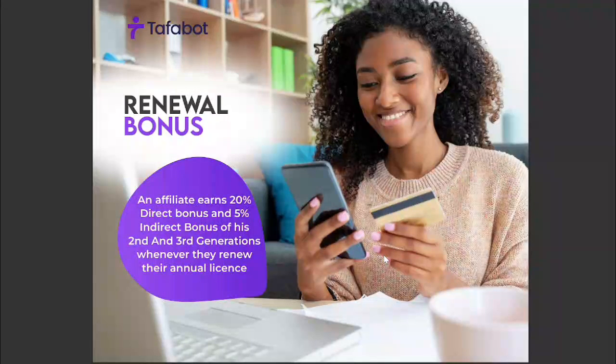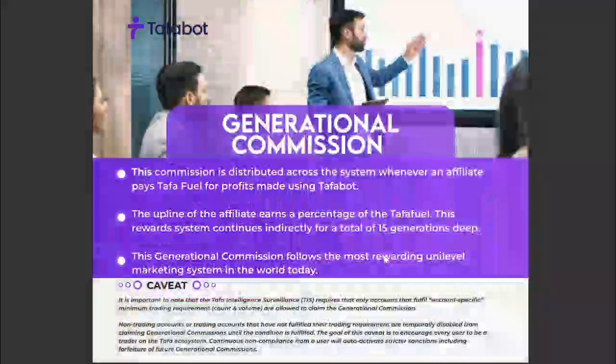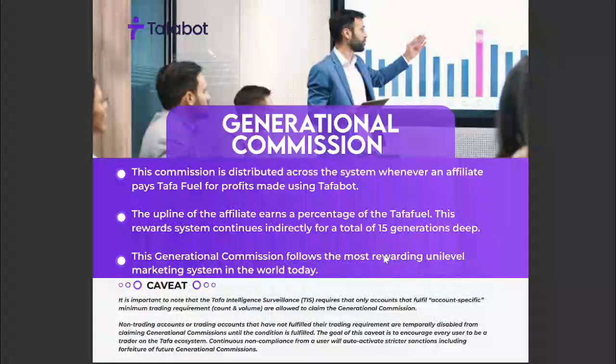Let's keep going, guys. Let's look at other rewards that you get on Tafa. So now we are here on the generational commission. You remember we looked at this. This is the GV. So this commission is distributed across the system whenever an affiliate pays Tafa Fuel for profit made using Tafabot. The upline of the affiliate earns a percentage of the Tafa Fuel. This reward system continues indirectly for a total of 15 generations deep.